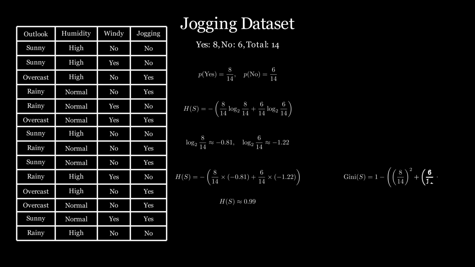Now, let's calculate the Gini index for the entire dataset using the same probabilities. Calculating the squares, (8/14) squared is approximately 0.326, and (6/14) squared is approximately 0.184. So, Gini(S) equals 1 minus (0.326 plus 0.184), equals 1 minus 0.510, equals 0.490.